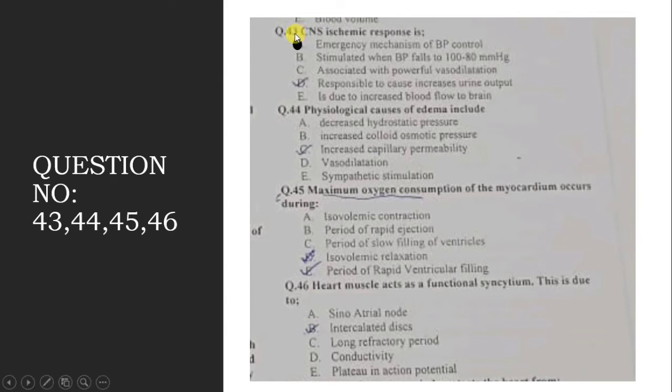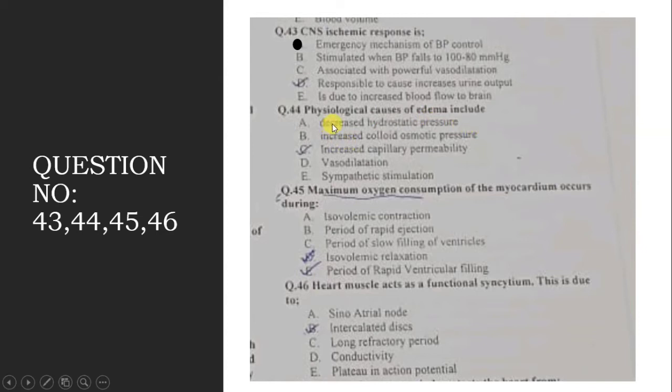So in the CNS ischemic response, what happens? There is a decrease in the blood flow towards the brain or into the cerebrospinal fluid. So there is a start of anaerobic respiration, which will cause the accumulation of lactic acid, which will cause a decrease in the pH. The decrease in the pH will cause strong stimulation of the baroreceptor reflex, which will lead to vasoconstriction of the peripheral arteries. When there is vasoconstriction, it will lead to an increase in the blood flow towards the brain.